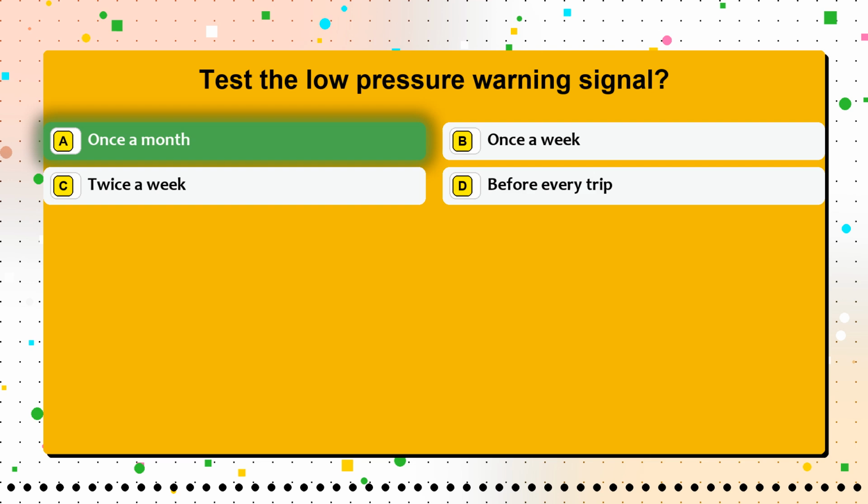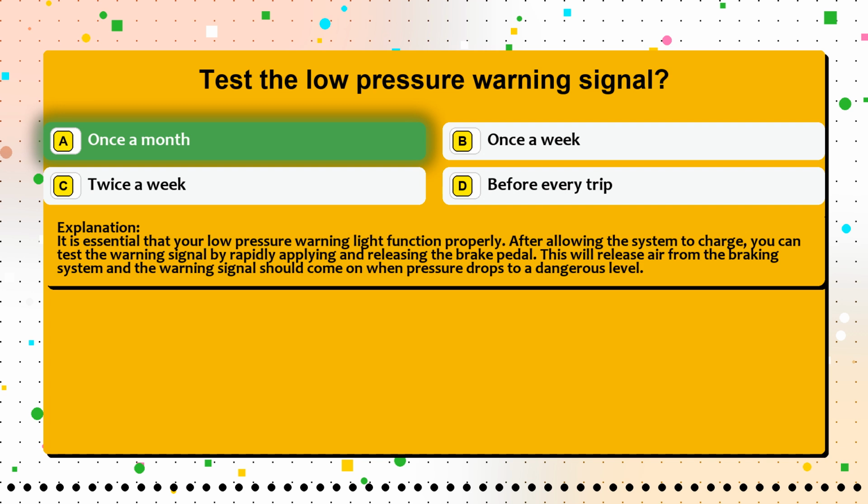The correct answer is option A, once a month. It is essential that your low-pressure warning light function properly. After allowing the system to charge, you can test the warning signal by rapidly applying and releasing the brake pedal. This will release air from the braking system, and the warning signal should come on when pressure drops to a dangerous level.